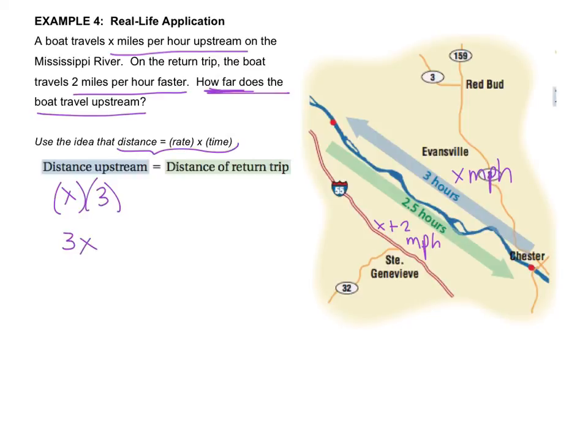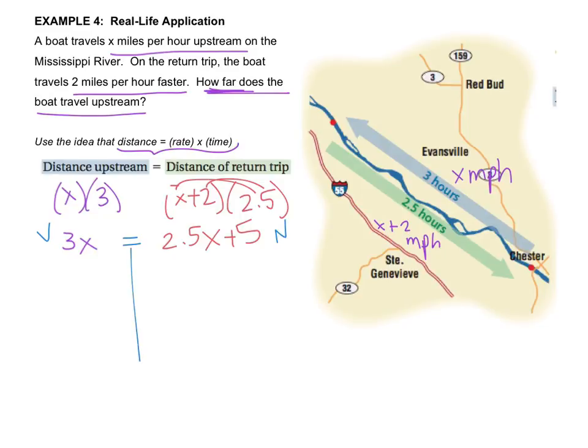And the distance on the return trip is going to be X plus 2 times 2.5. So I have to distribute that. So that gives me 2.5x plus 5. All right, let's move variables to the left, numbers to the right, and I'd like you to pause the video and solve for x.